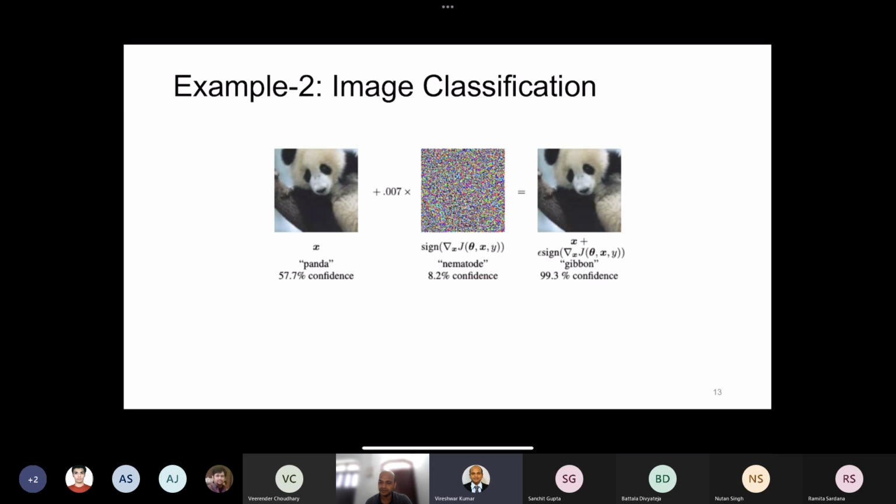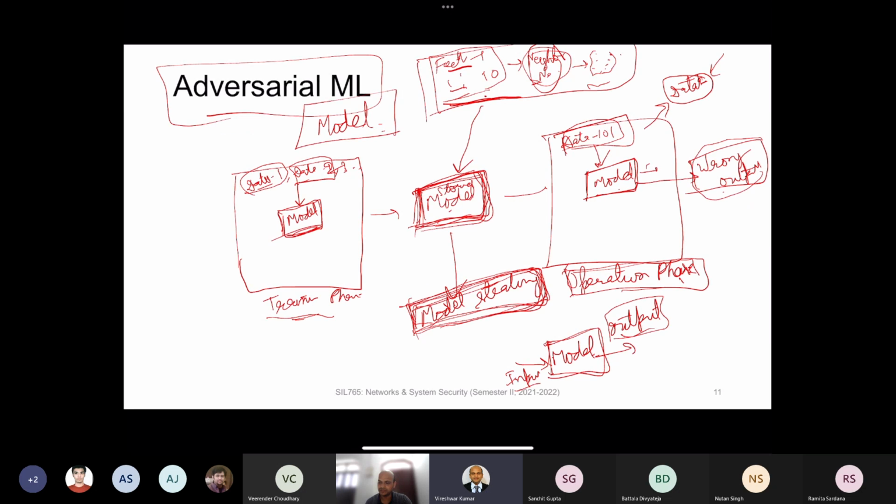So model stealing was the first attack, and we concluded our discussion about it. Now I am talking about the other attack: crafting data so that the output is a wrong output. This can be done even without stealing the model.